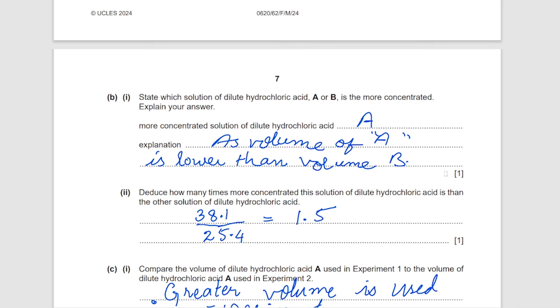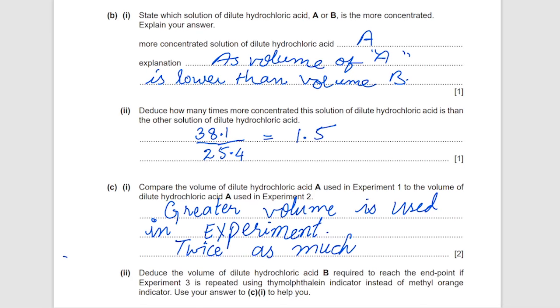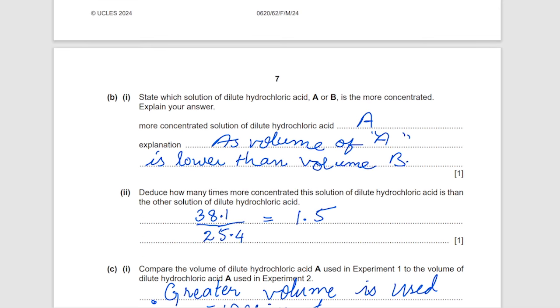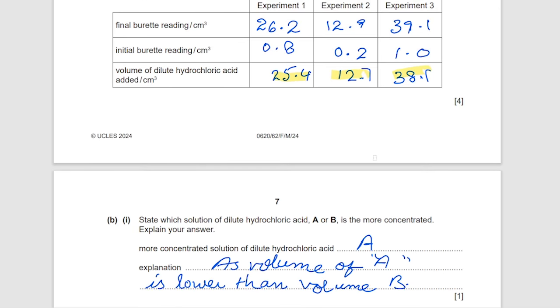State which solution of dilute hydrochloric acid, A or B, is the more concentrated. Explain your answer. Always remember that the more concentrated solution uses the less volume, as it is the more reactive one. So we can see from our results which titre has the lesser volume. It is exactly the dilute hydrochloric acid A, as the volume of A is lower than the volume of B.